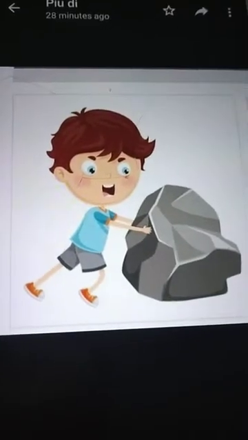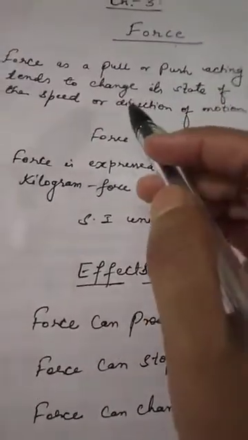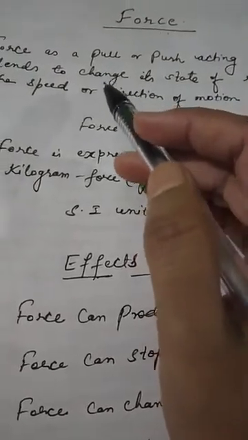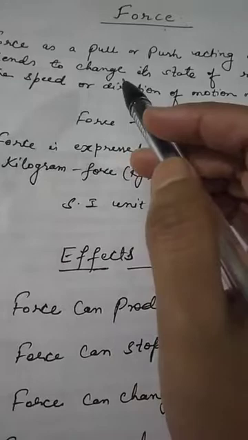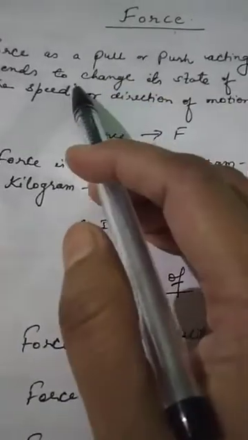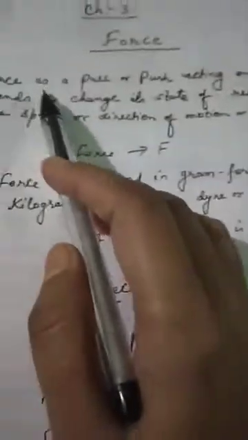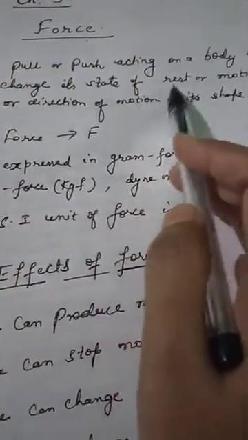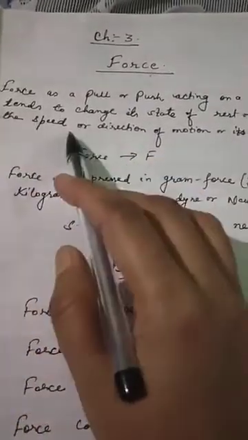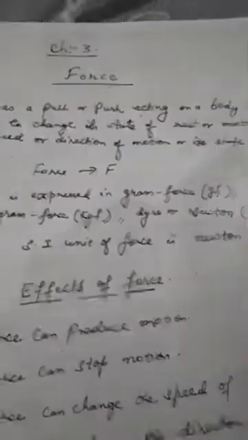So students, what did you observe by these pictures? So we have observed that they all were applying the force in the form of push or pull on different objects. So how can we define force? We can define force as a pull or push acting on a body which tends to change its state of rest or motion, or it can change the speed or direction of motion too, and it can change the shape and size also.